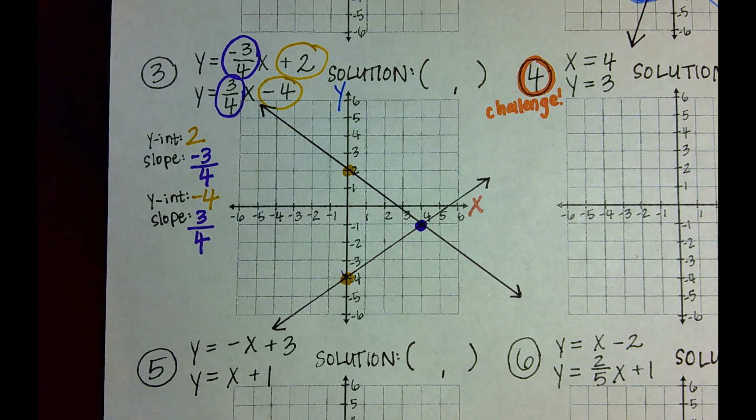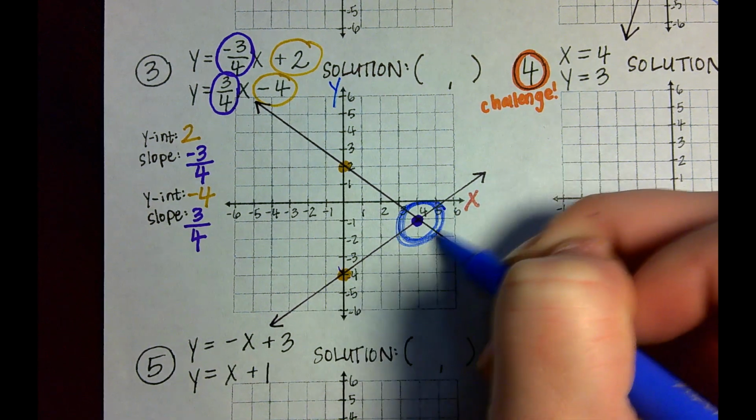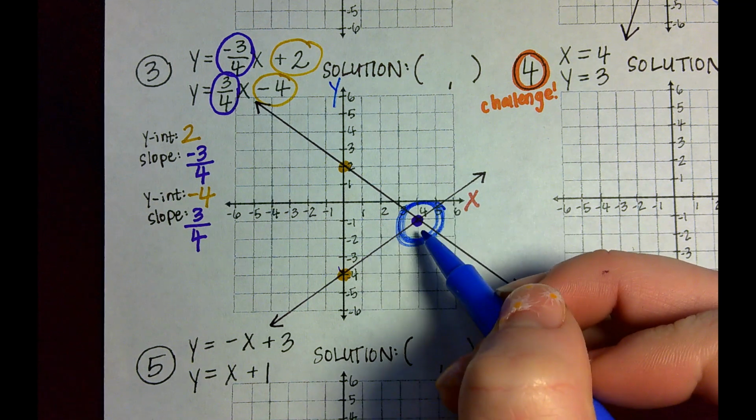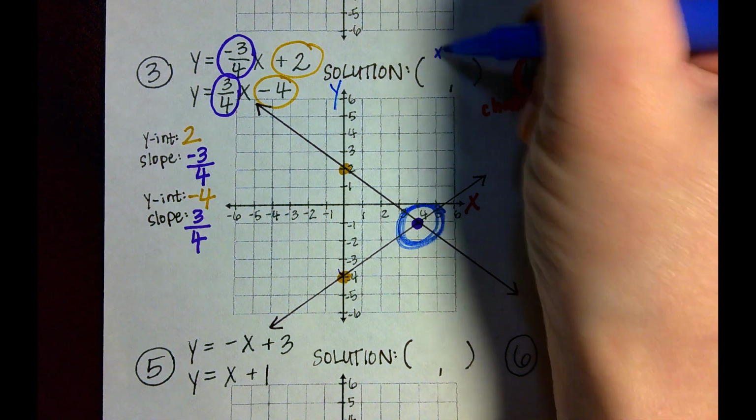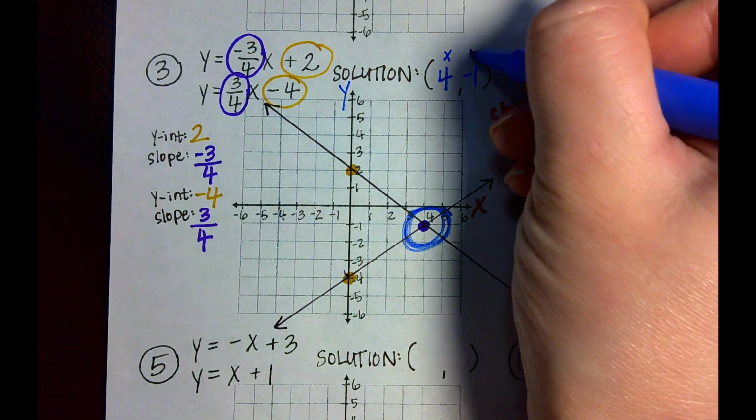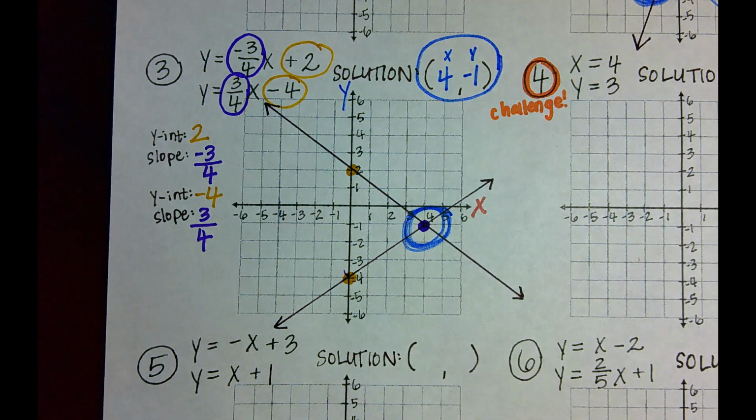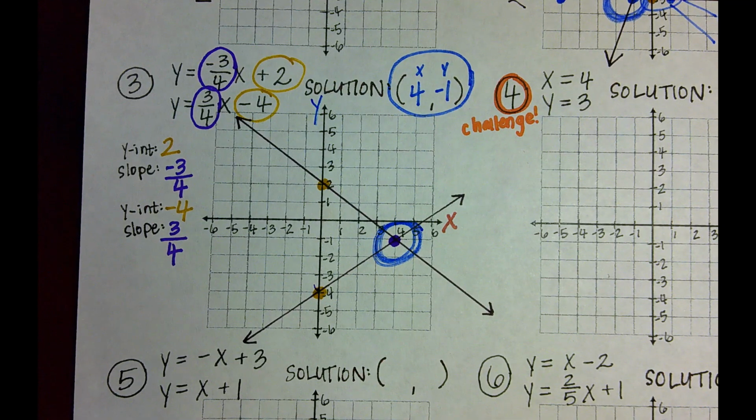So, what is our solution? 4, -1. Yes, it is the intersection here, over 4 on the x-axis, down 1, -1 on the y-axis. So my x is 4, my y is -1. Very good. Any questions on number 3?